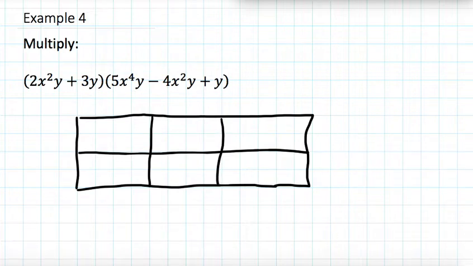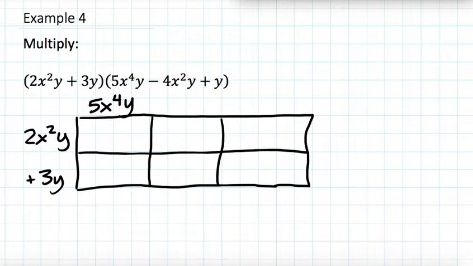So I'm going to label the first set of parentheses along the vertical side of the box. Each term gets one box, so 2x squared y plus 3y. And then along the horizontal side, I'm going to label the terms from the second set of parentheses. If there's a negative sign in front, you need to keep that as well. So this is minus 4x squared y, and this is plus y.